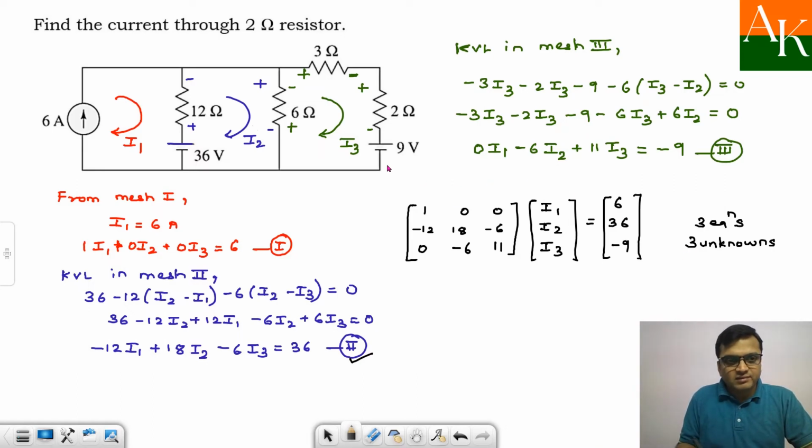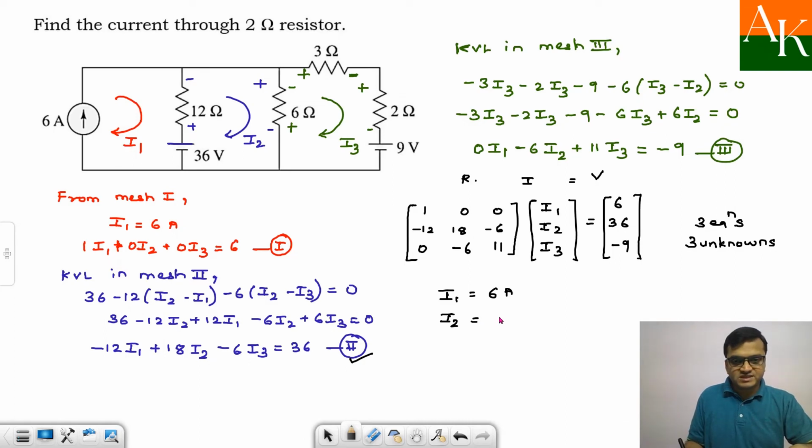Now one more thing, whenever you have a current source in the circuit, this resistance matrix, of course this is the resistor matrix, it will not be a symmetric matrix. Remember this thing. When you have only voltage sources and resistances, then you can have a symmetric matrix over here. So remember this thing. So once you solve, I1 turns out to be 6 ampere. You can check this thing. Of course we have I1 is equal to 6, but again from the calculator you will get this thing. I2 turns out to be 7 ampere and I3 turns out to be 3 ampere.